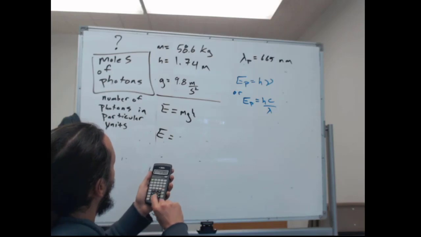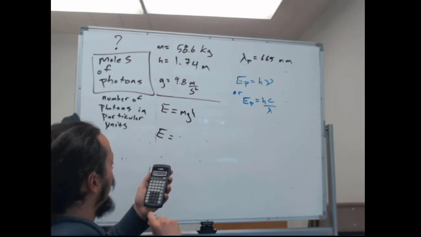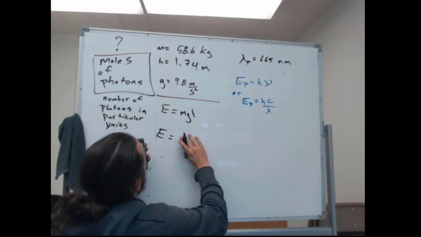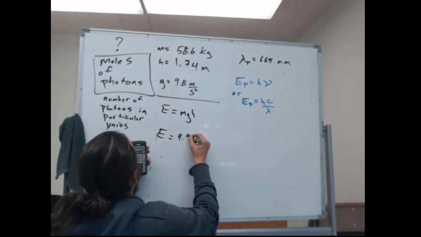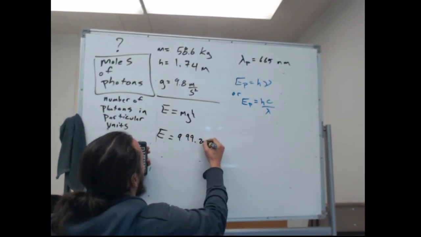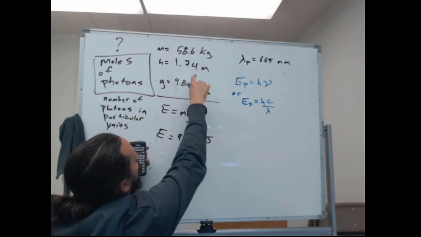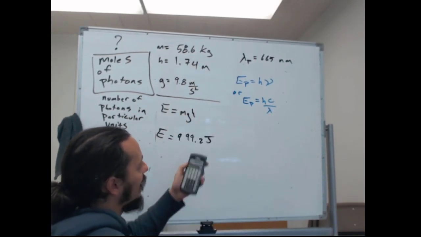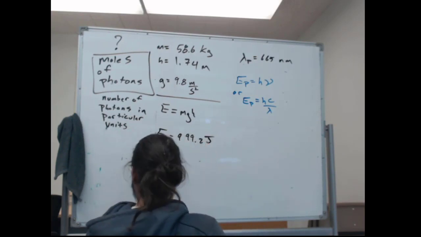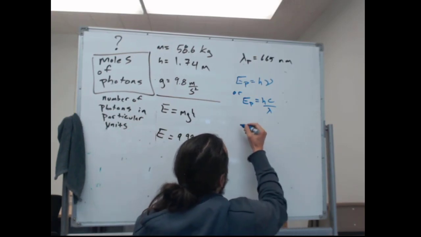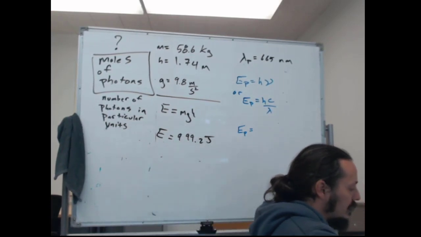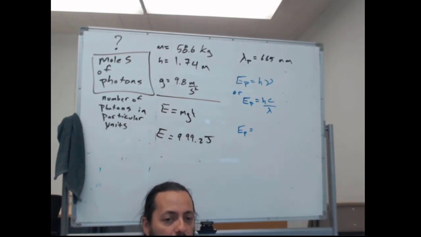Notice we're going to have kilograms, meters squared per second squared. That, with kilograms and meters and seconds, is going to be in units of joules. We go ahead and plug that into our calculator, and we get 999.2 joules of energy associated with the block dropping. We then need to go ahead and calculate how much energy is associated with a photon at this given wavelength of 665 nanometers.